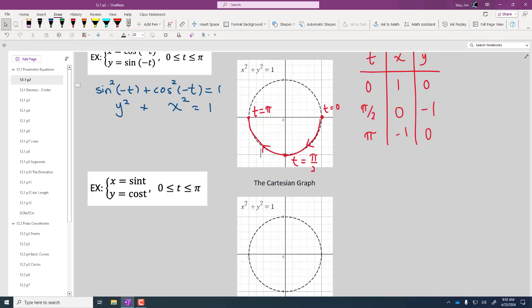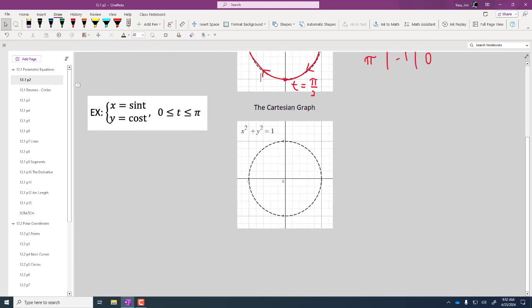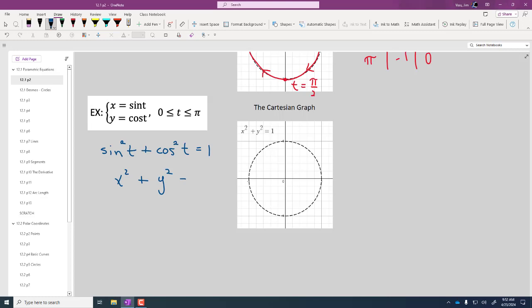Let's check out this one. Here we just switched the role of sine and cosine. But you should probably see really quickly that, oh gosh, it's the same parent curve. It's the same Cartesian curve, right? We know that sine squared of t plus cosine squared of t is 1, so that gives us x squared plus y squared equals 1. So again, we have that same Cartesian curve, the unit circle. Now we go to our t values. Let's figure out if the restriction on t gives us the entire Cartesian curve or just part of it.